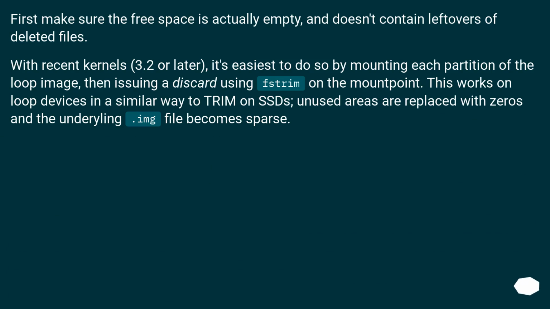First, make sure the free space is actually empty and doesn't contain leftovers of deleted files. With recent kernels, 3.2 or later, it's easiest to do so by mounting each partition of the loop image, then issuing a discard using fstrim on the mount point. This works on loop devices in a similar way to trim on SSDs. Unused areas are replaced with zeros and the underlying .img file becomes sparse.